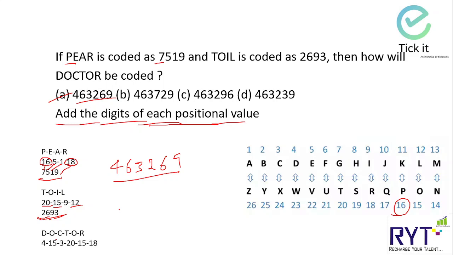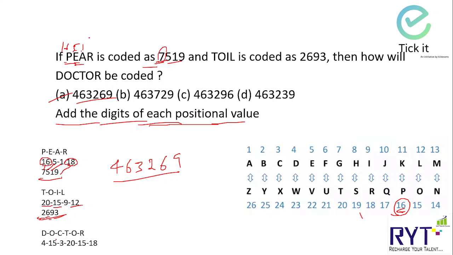Next one. Again, a slightly different question. This is number coding. Peer is coded as 7519. It's not easy to understand these types of questions. If you observe carefully, P means 16, but it is coded as 7. E means 5, we know that. A is 1, we know this also. 5 and 1 are single digits, so whatever is there, they have written directly. But P is 16, and 16 is written as 7.